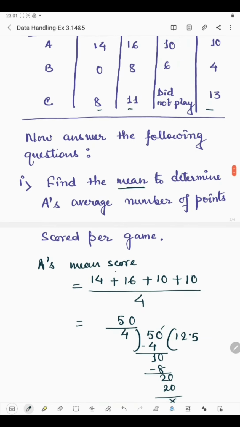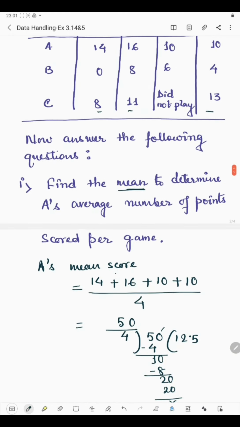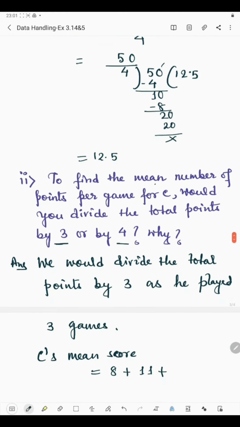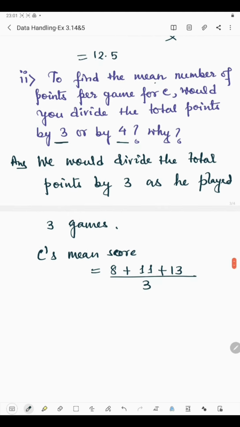In the first game he made 8 runs, in the second game he made 11 runs, and in the fourth game he made 13 runs. So we'll find the sum of these and divide it by 3 as he played 3 games. Now 8 plus 11 is 19, 19 plus 13 is 32. 32 divided by 3.